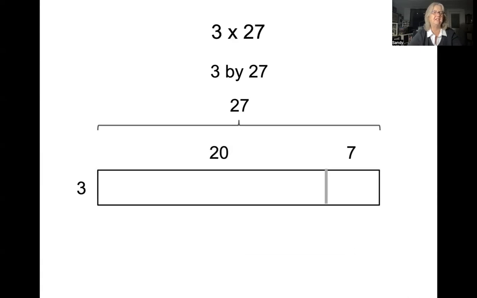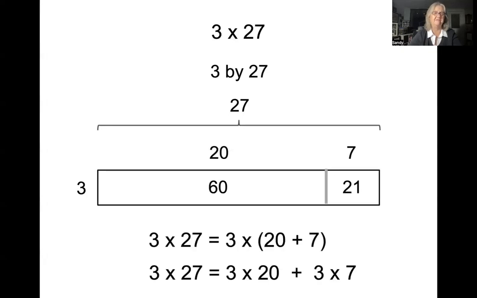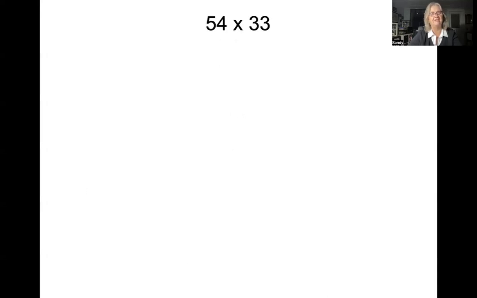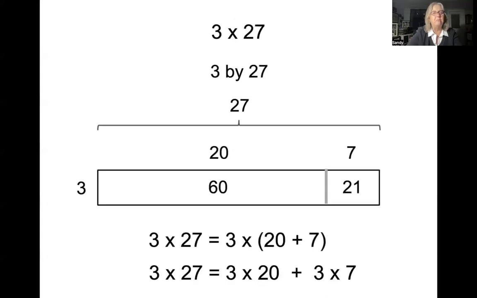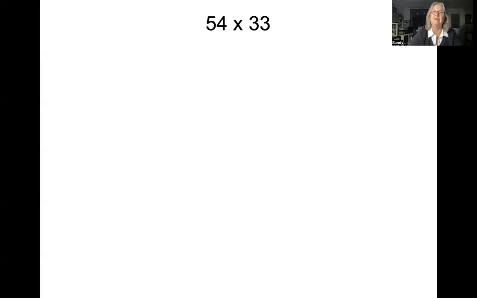Now, 3 by 27, how can I think of 27? 20 and 7, make a slice, find the area of those 2 sections, add it together. It's my distributive property again, right? So I've got 3 20s, a 3 by 20, and a 3 by 7. That was monomial by binomial, the way it was written, right? 2 terms, 1 term times 2 terms.